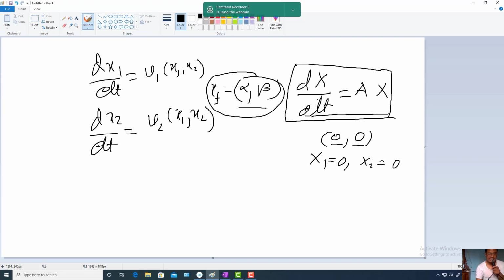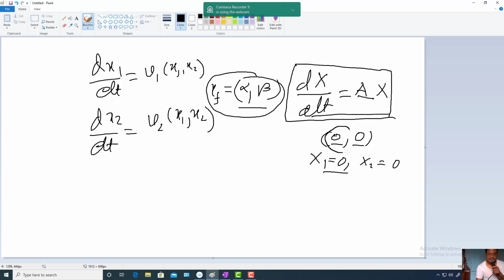How to do that? First you have to linearize it. How to linearize it? You expand the Taylor series up to first order, and then evaluate the partial derivatives, you will get the matrix A. Then, transferring the origin to the fixed point, you will get new variables capital X1 and capital X2, and for that linearized system 0 0, that is the origin, is a fixed point.